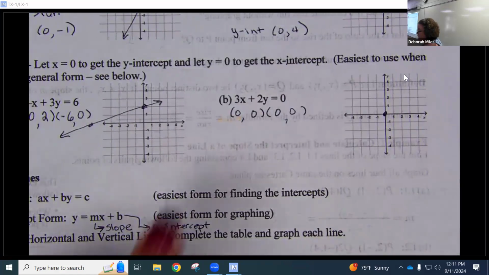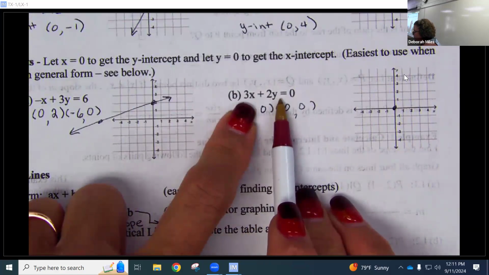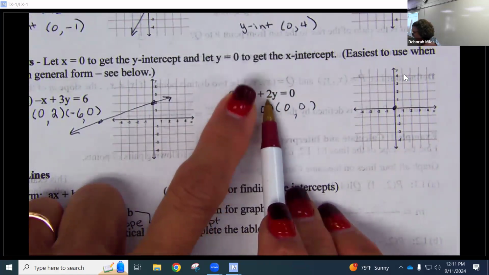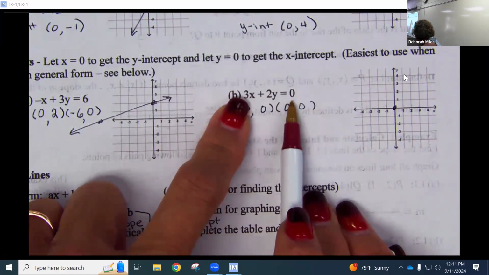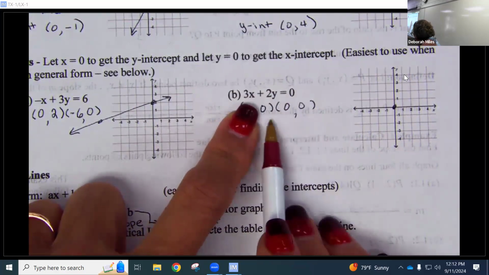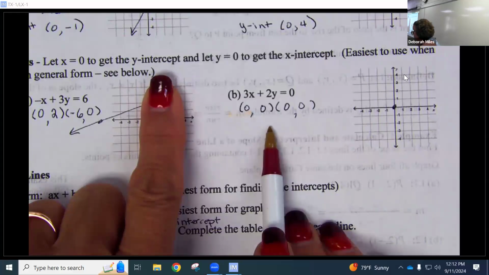All right, but let's check this. If we let X be 3 and we let Y be 2, we'd have 9 plus 4. Does 9 plus 4 equal 0? No. So 3, 2 is not a point on the graph. How can I find another point on the graph?